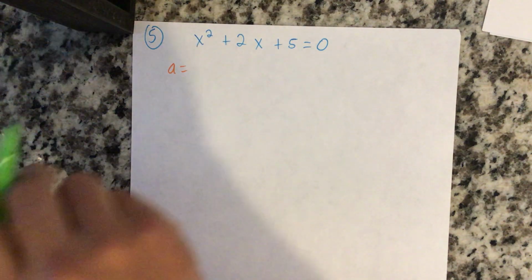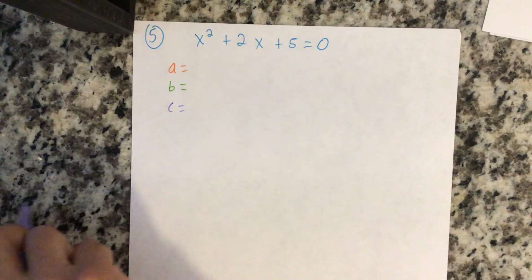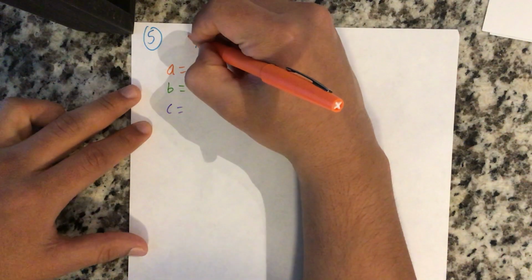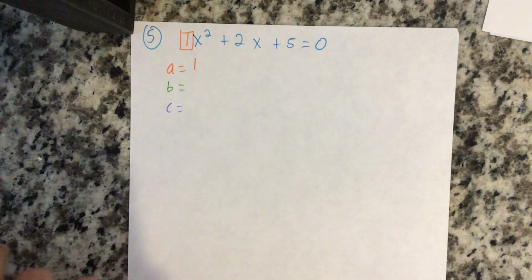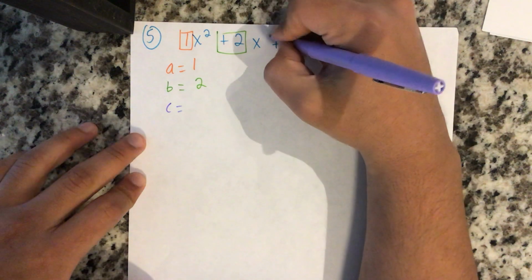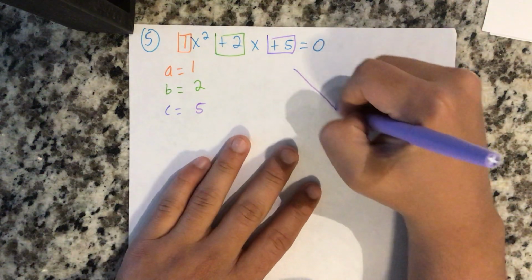A, B, C. My A is what's in front of the x. Remember, if there's nothing in front of there, there's an imaginary 1. So my A is 1. My B, positive 2. My C, positive 5. Okay? So, got all A, B, C.